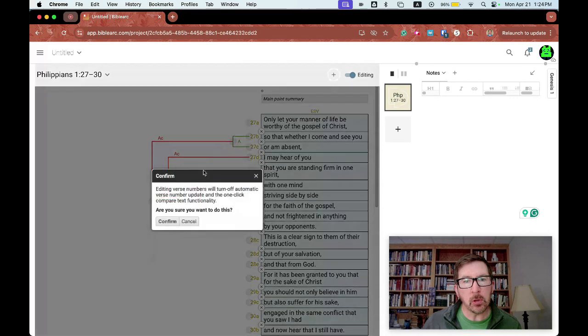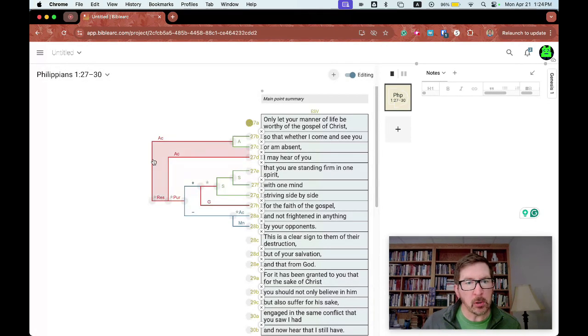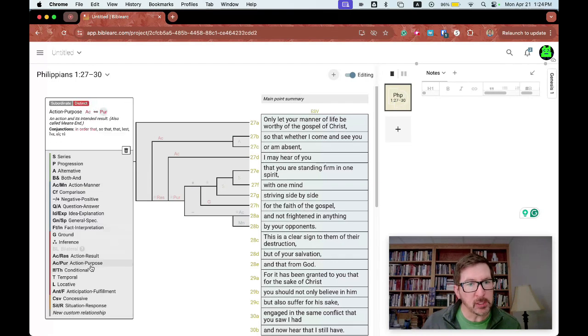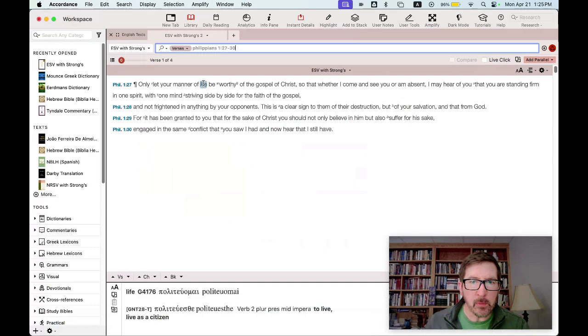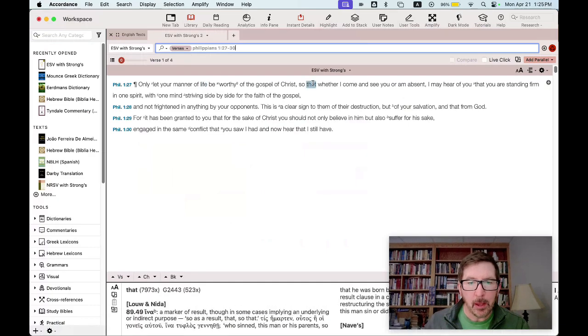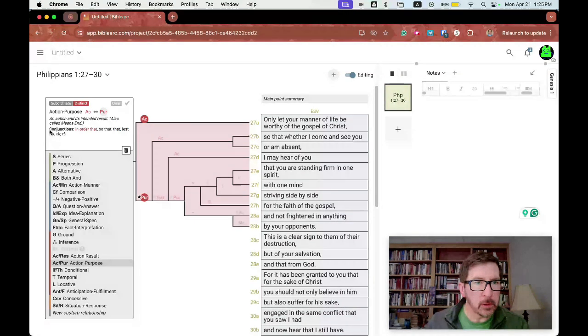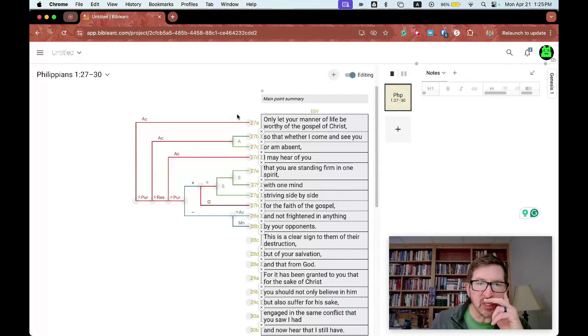So only let your manner of life be worthy, so that, again, we are looking at, this is going to be a purpose statement, I think. Let me go back down here, and only let your manner, so that, okay, we're looking at hina, and in the action purpose, yep, so it is the purpose that they are to live a life worthy of Christ, with the purpose that whether Paul comes and sees them, the gospel is going forward in unity and striving together, and not by fear.